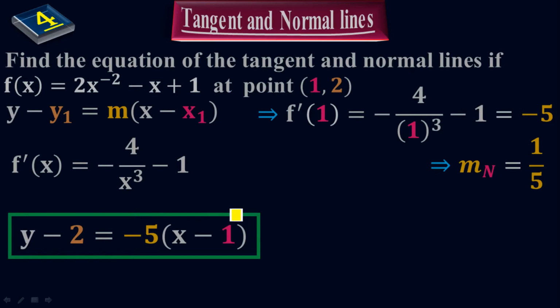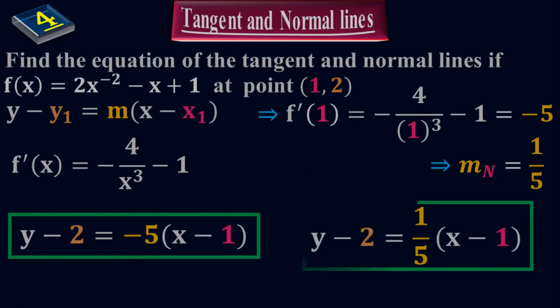Now to write the equation of the normal line. This is going to be the equation of the normal line. The slope of the normal line is 1 over 5. Plug in m equals 1 over 5 here. The other two things are the same for both the tangent line and the normal line, which are x sub 1 and y sub 1. 2 here and here. 1 here and here. But the difference is the slope. The slope of the tangent line is negative 5 and the slope of the normal line is 1 over 5. So I got both the equation of the tangent line and the equation of the normal line, which have been asked.